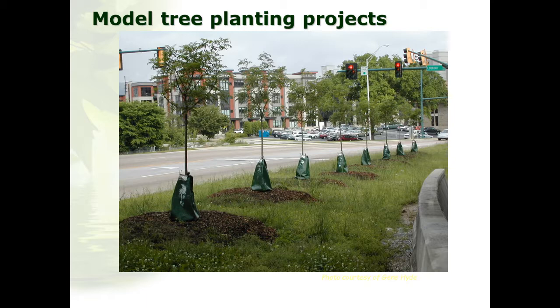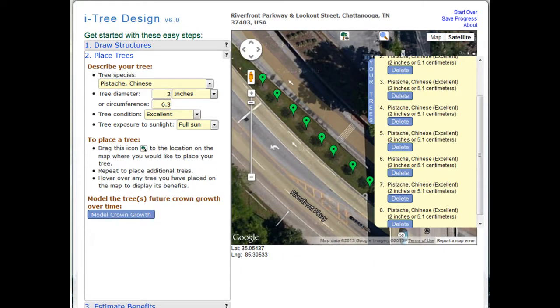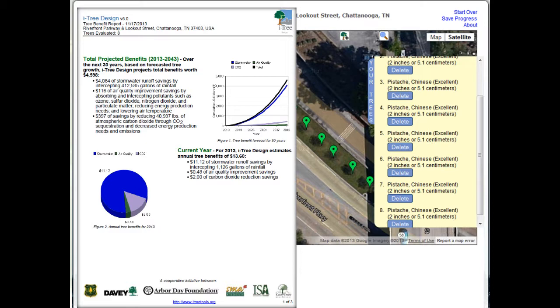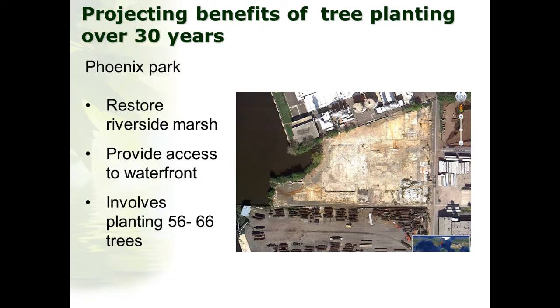And this is just a medium planting, showing how easy it is just to put 8 trees into Design and to run those benefits, and then to see what those benefits are going to provide over time. And at planting, it's fairly minimal in terms of 2-inch diameter trees, but over the course of time, those trees will provide some substantial benefits. And so it can also be used for larger scale projects.